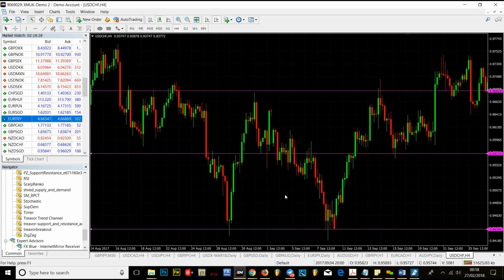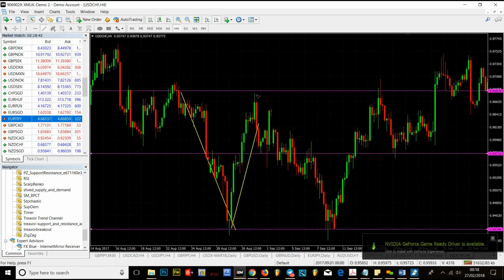By the way, this is a double bottom for some of us that trade double bottom patterns. You see that move. It shows a double bottom is more or less like your W. Then you see that move.